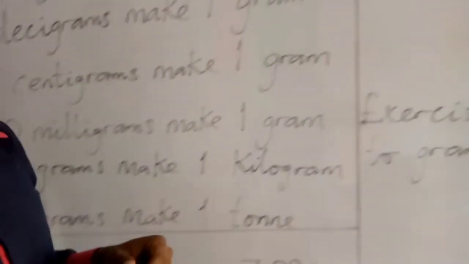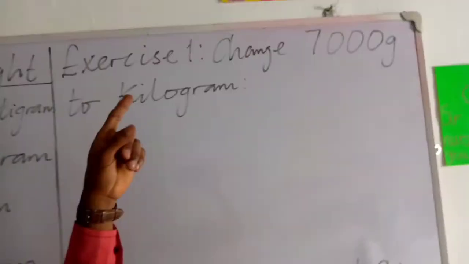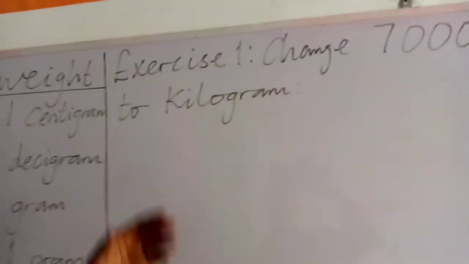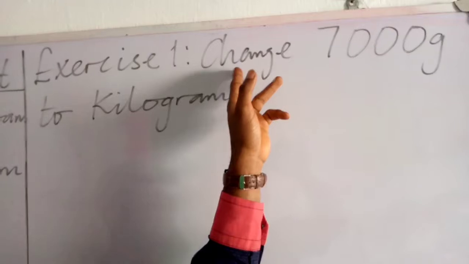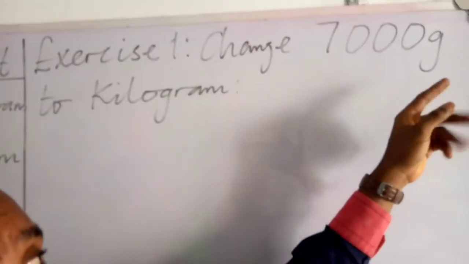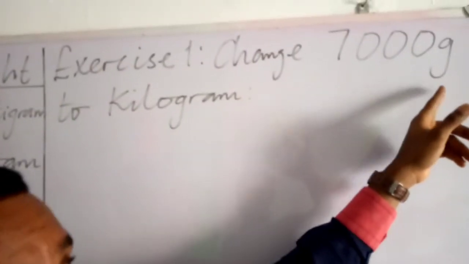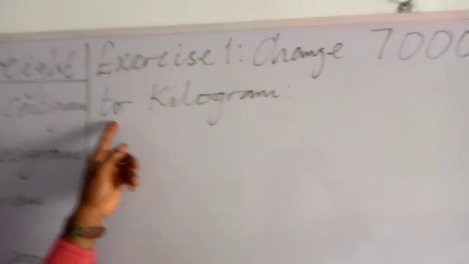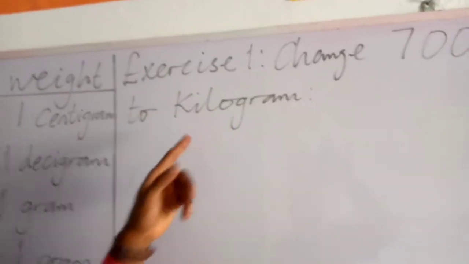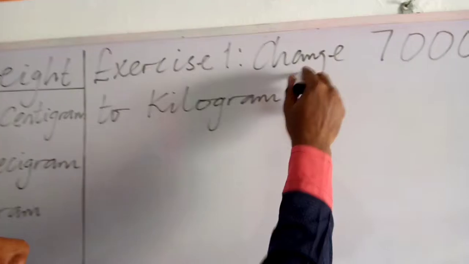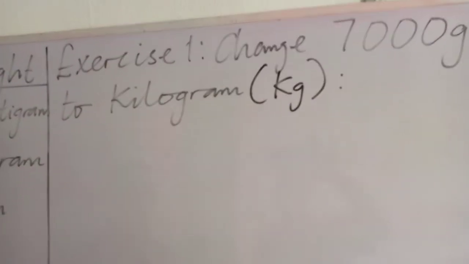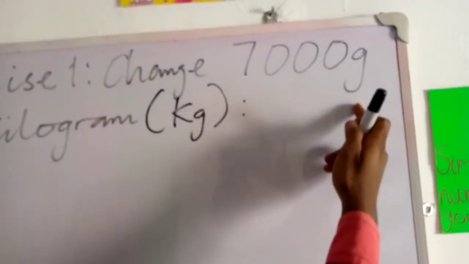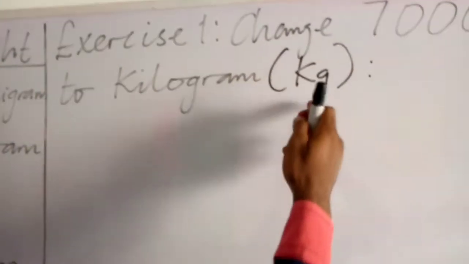So let's look at exercise 1. Exercise 1 says we should change 7,000 grams. This is the symbol for grams, g. To kilograms, which is kg. So don't be confused when you see something like this. Change 7,000 grams to kilograms.